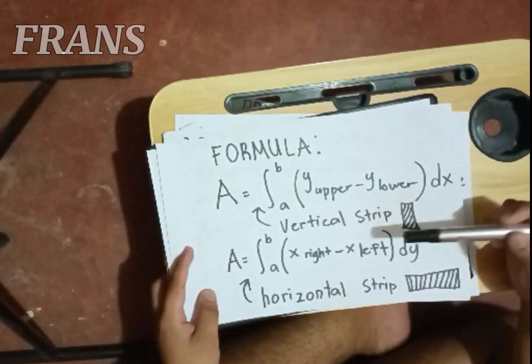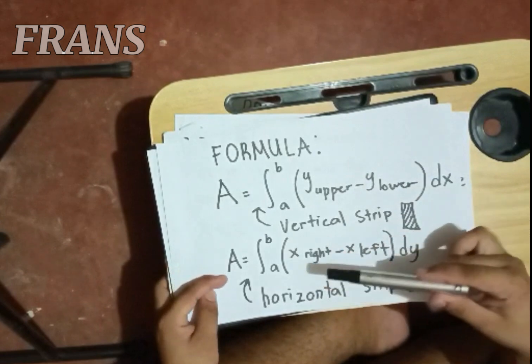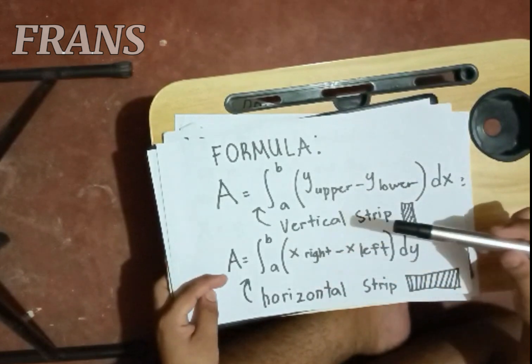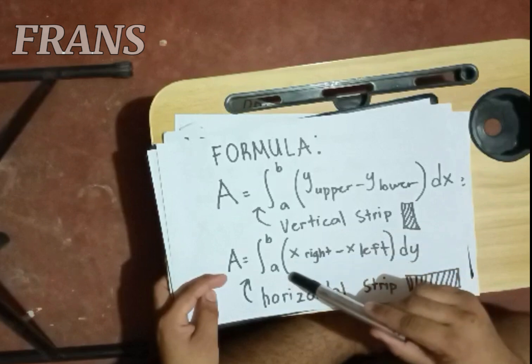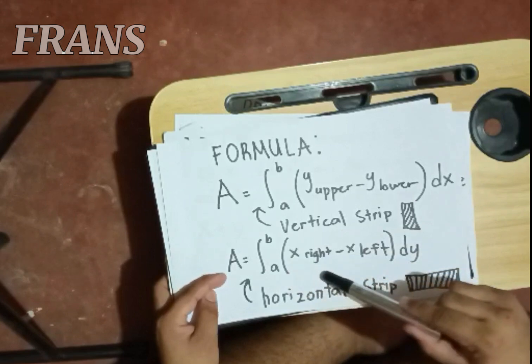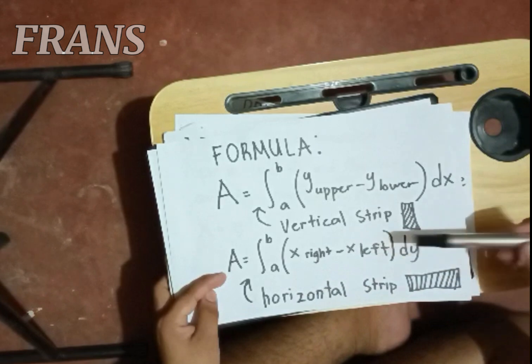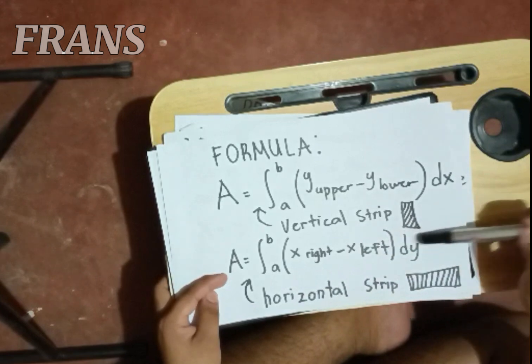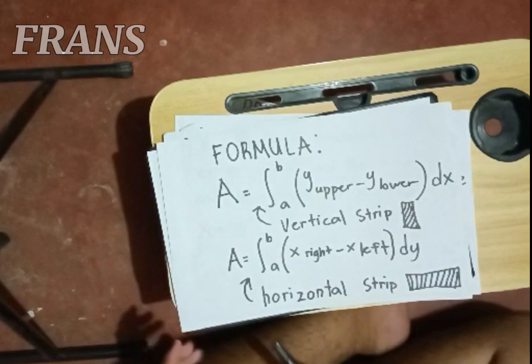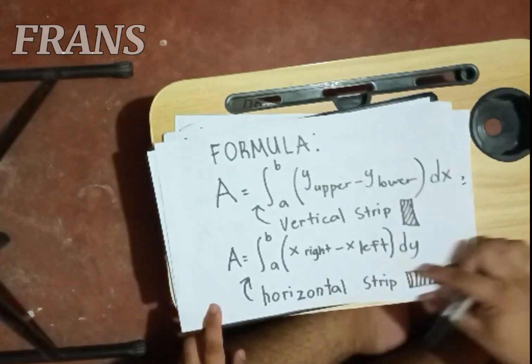And then we move on to the second. A equals the integral from a to b of (x right minus x left) multiplied by dy. And this is the horizontal strip here.